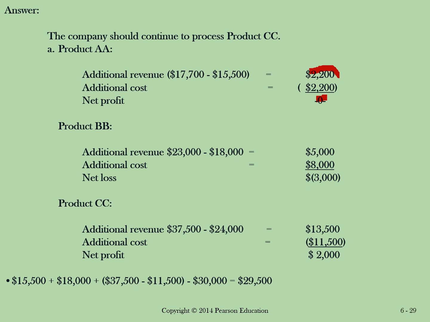And then we will head to product B. We will find that the additional revenue is going to be 5,000, but the additional cost is 8,000. This means we are suffering losses of 3,000. We are not to take that decision to complete with this product. And for C, we will see that the net profit according to applying the rules is going to be 2,000.